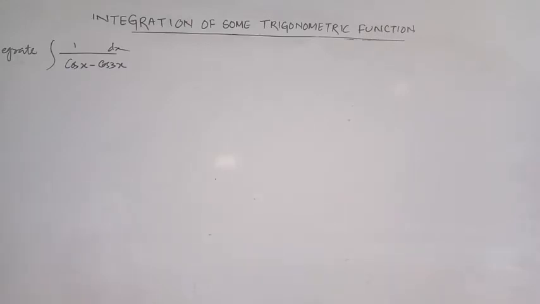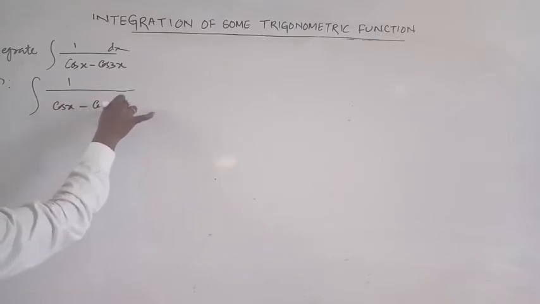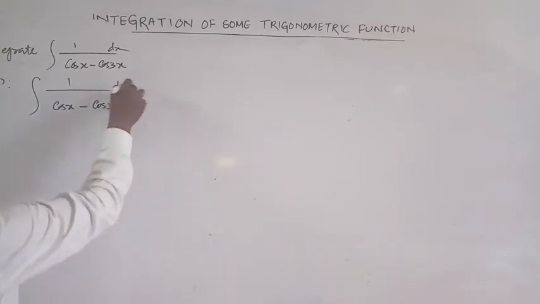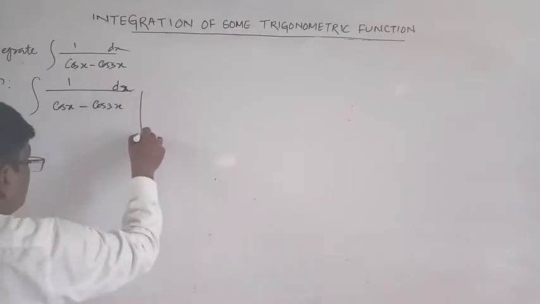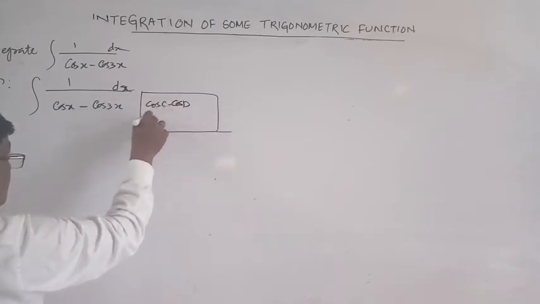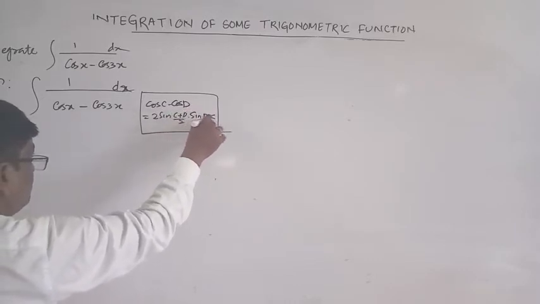Now another question: integrate 1 by cos x minus cos 3x. Solution: this is 1 by cos x minus cos 3x. This can be done in two methods, either use the cos 3x formula or use the cos c minus cos d formula. Now what is the cos c minus cos d formula? Cos c minus cos d is 2 sin c plus d by 2 into sin d minus c by 2.